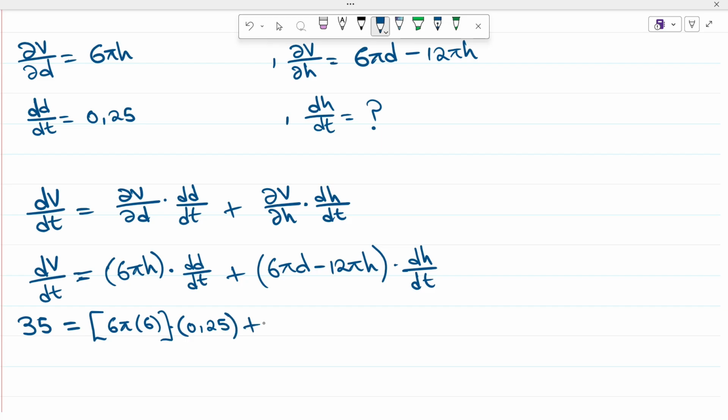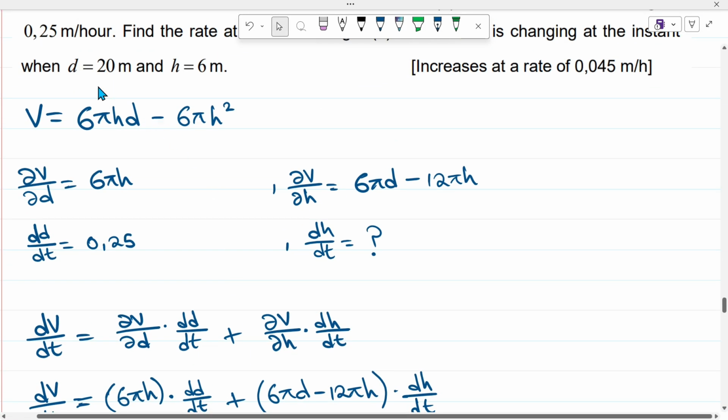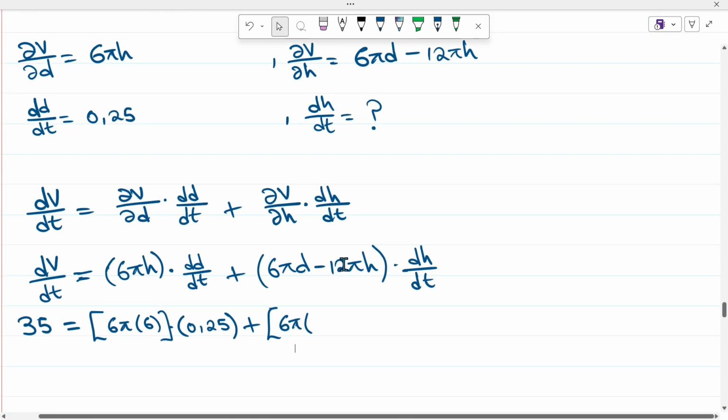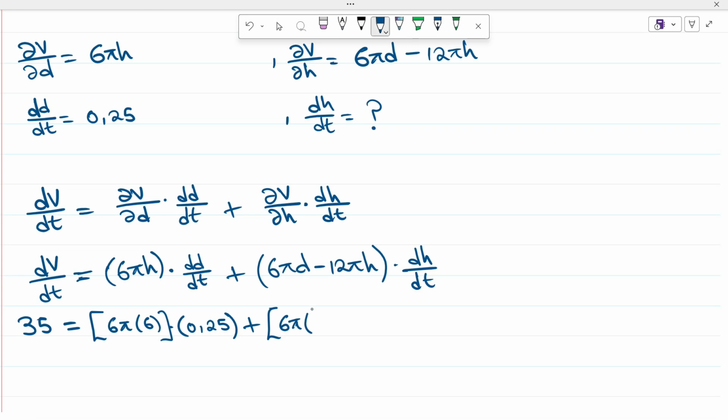And then we say plus 6 pi. We were told that the diameter is equivalent to 20 and h equals 6. So this is going to be 2 pi 20 minus 12 pi. h is 6, right? So 6, and then we close.